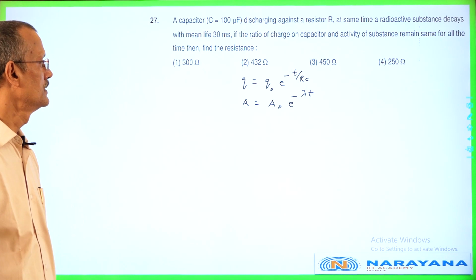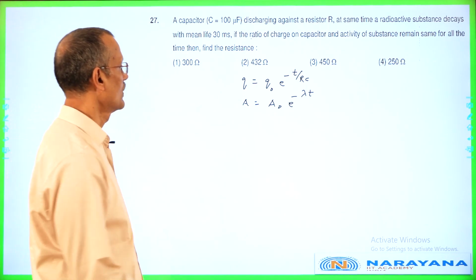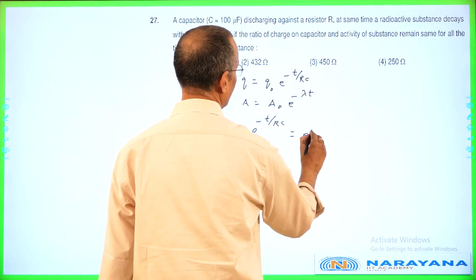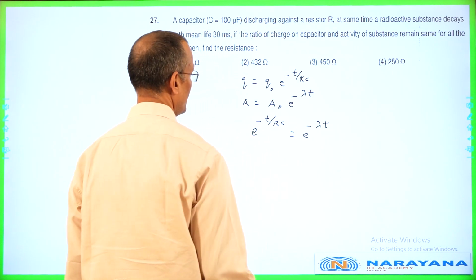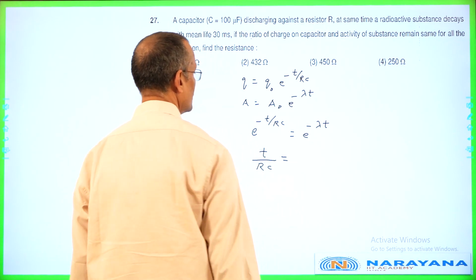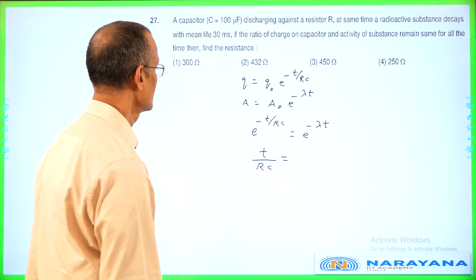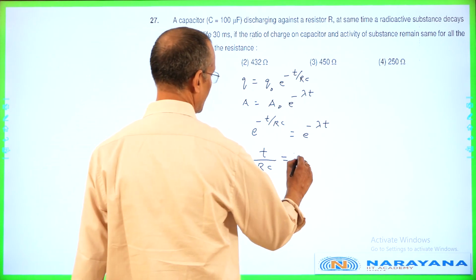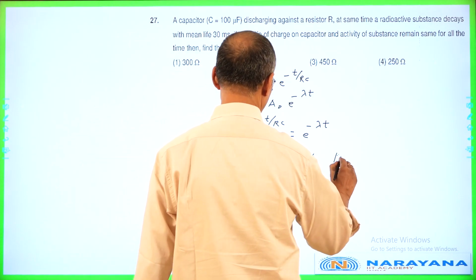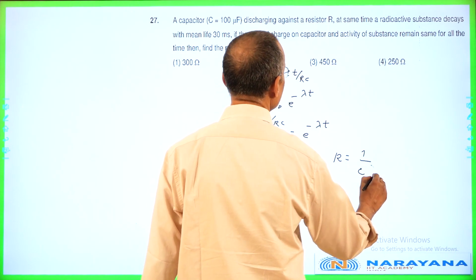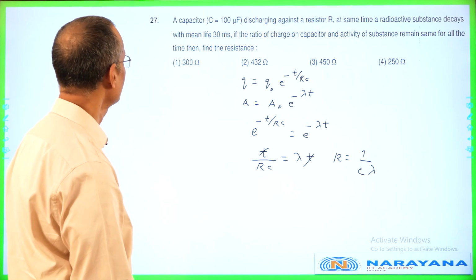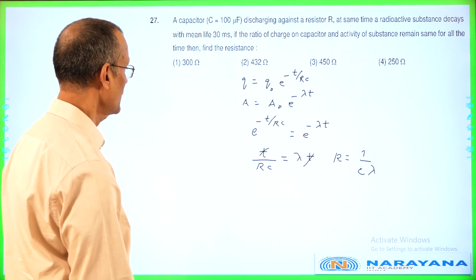Now, they are telling you the ratio is equal. It means e to the power minus t by RC equals e to the power minus lambda t. So t by RC will be equal to lambda t; t cancels, and R will be equal to 1 by C lambda. So 1 by lambda you are taking directly.